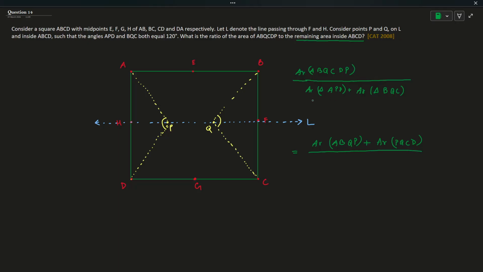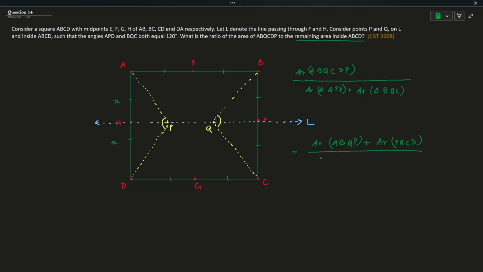Now what is the area of APD? Since E, F, G, H are the midpoints, this side is equal to this side, and this is a square, which means all the sides are equal. Let's say this is x units, so this will also be x units. In total I'm taking 2x units.